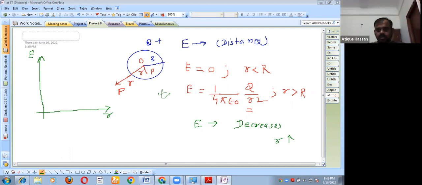Shravya, any idea how the graph will look if we draw a graph for the variation of E versus R?